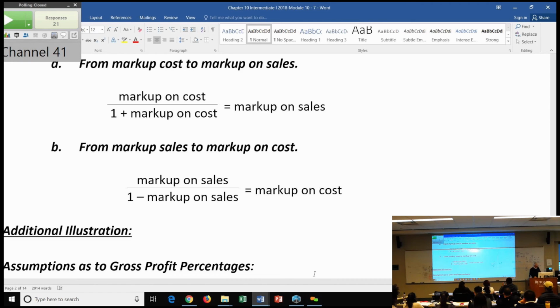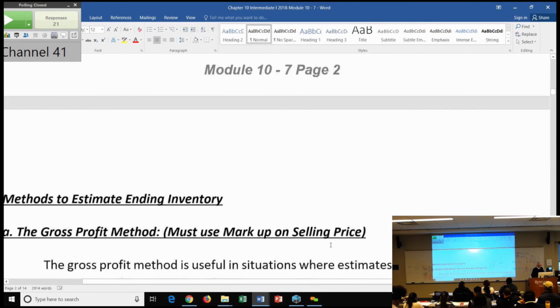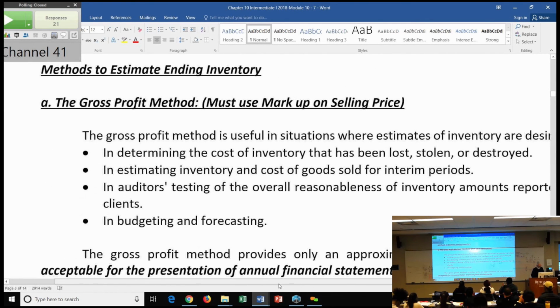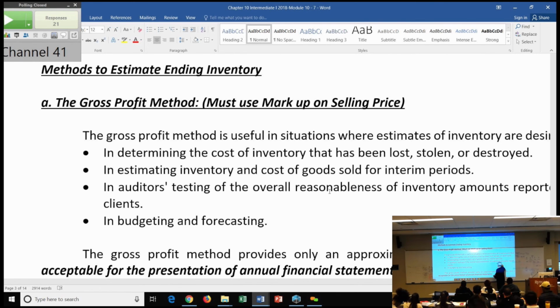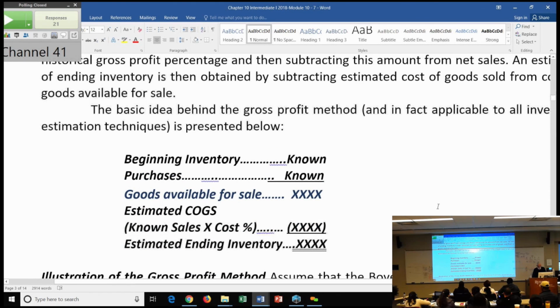So now, you need this, and I got a couple of other illustrations here, but let's do the gross profit method. As I said, the gross profit method needs the markup on selling price. Once again, we would use this for monthly or internal inventory controls. You might look at this for interim periods. You might want to see if you can pick up damaged or stolen merchandise, and you might use it in budgeting and forecasting. The gross profit method cannot be used for annual financials.